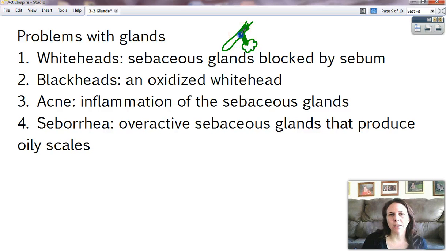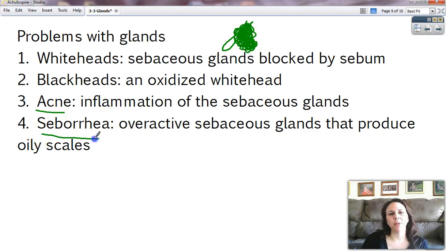Blackheads, same exact thing. The only difference is that it is in contact with air, and so the air oxidizes it. Just like if you cut an apple and leave it out in the air too long, or an avocado, it changes color. There's nothing wrong with it, it just changes color because of the oxygen. And so blackheads are just oxidized whiteheads. We have acne, which is an inflammation. So now they have bacteria and they start to swell up and get really big and ugly and nasty.